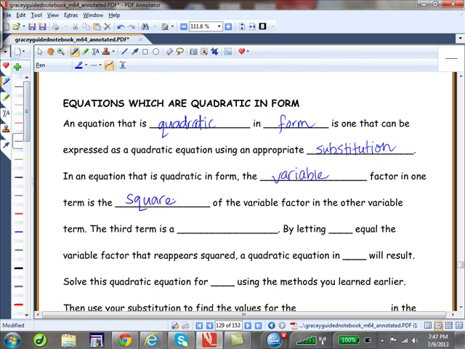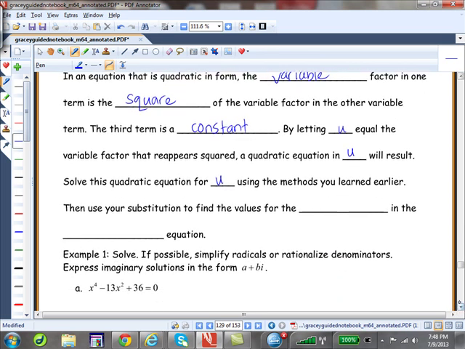So often, you're going to look at the variable that's with your second term, right? The third term is a constant. By letting u equal the variable factor that reappears squared, a quadratic equation in u will result. So you'll use your same skills. You can solve by factoring, using the quadratic formula, or completing the square, and you just solve for u. The main trick is after you solve for u, you have to go back to your substitution and solve for x, or whatever your original variable was. So the variable in the original equation.